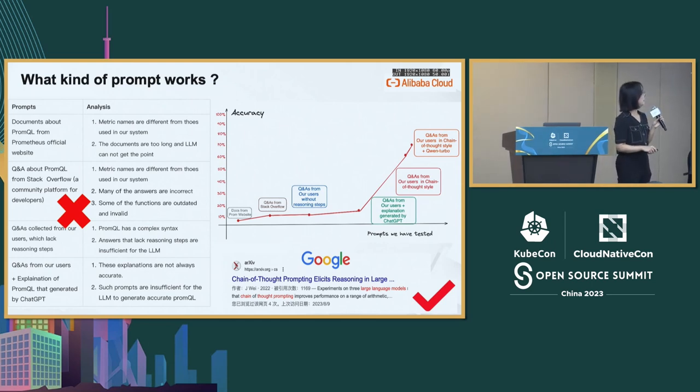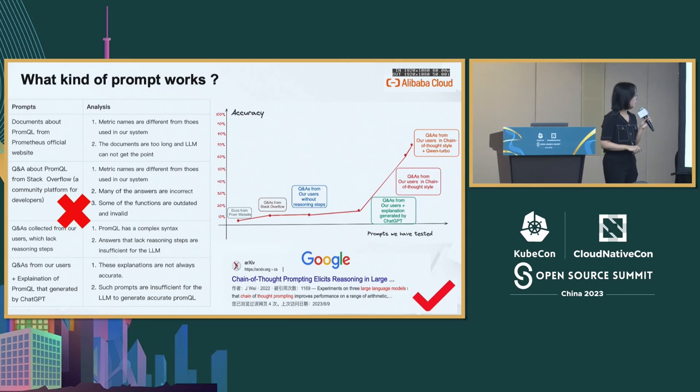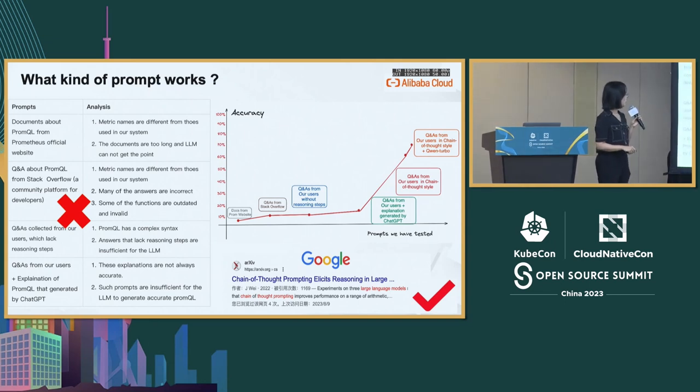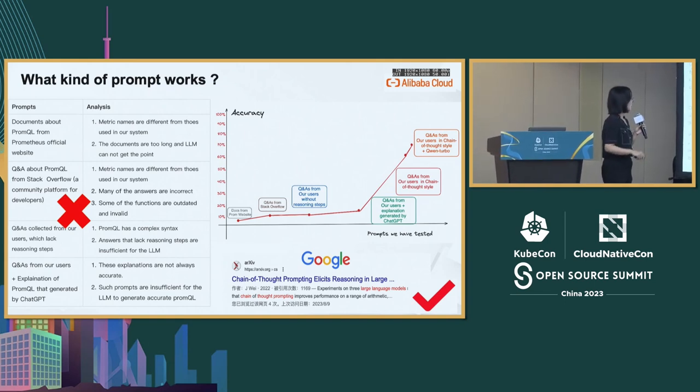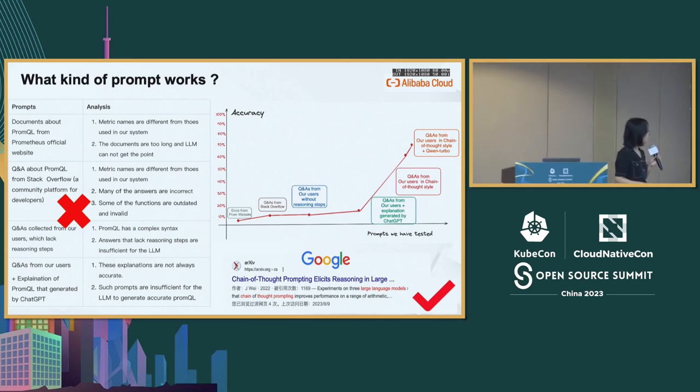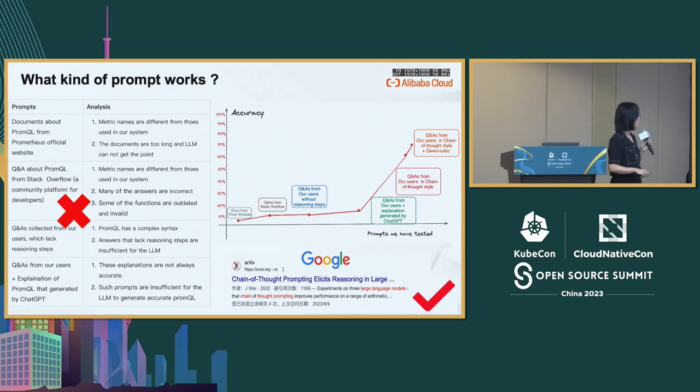And it turns out the accuracy rate here is like 20% maybe. And the explanation is not good enough. The explanations are not always correct because they are generated by AI and not by a human being. So it doesn't work. Such prompts are insufficient for the LLM to generate accurate PromQL.